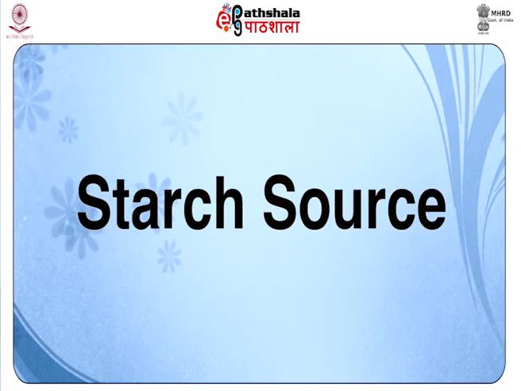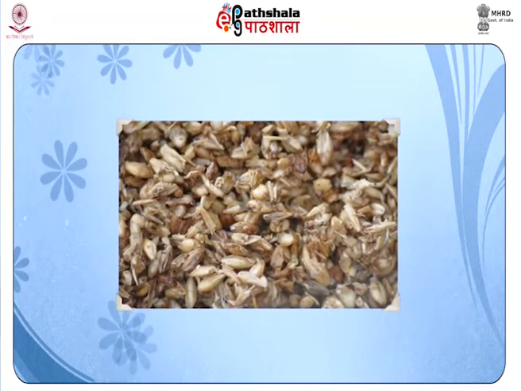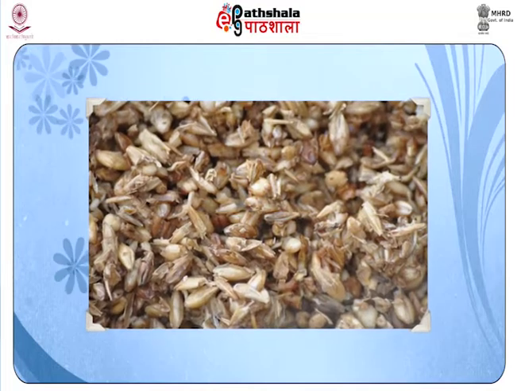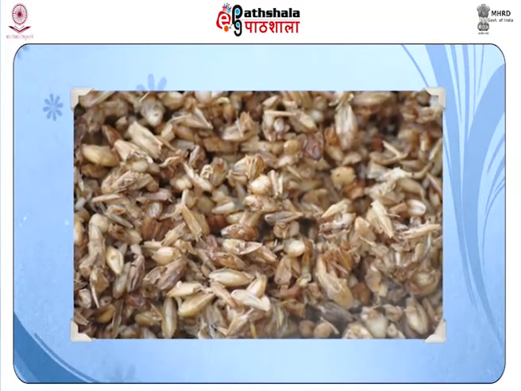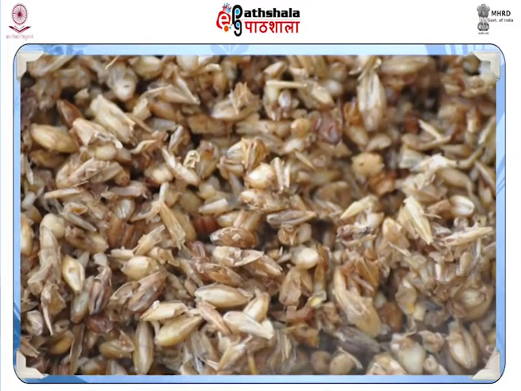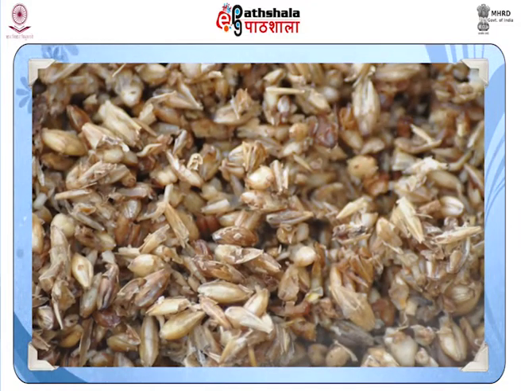Next is the starch source. In case of beers, the source of fermented material is the starch that determines flavor and strength of the beer. Malted grain is the preferred source of starch. Malted grain is formed by soaking the grain in water, thereby allowing it to germinate. The germinated grain is then dried in a kiln.